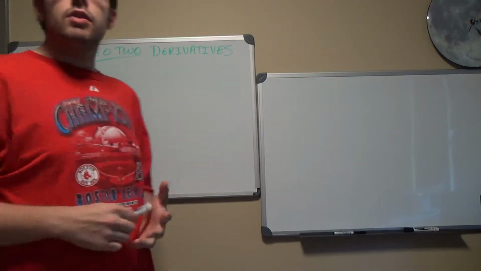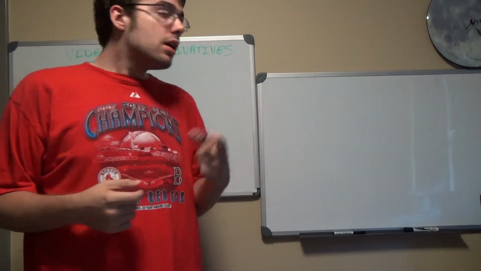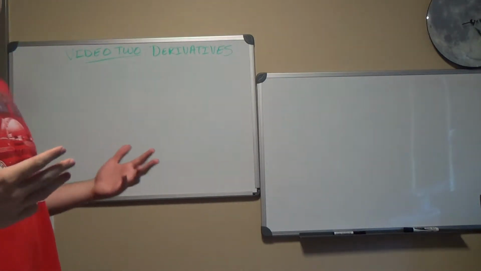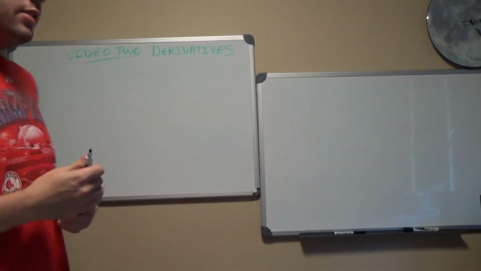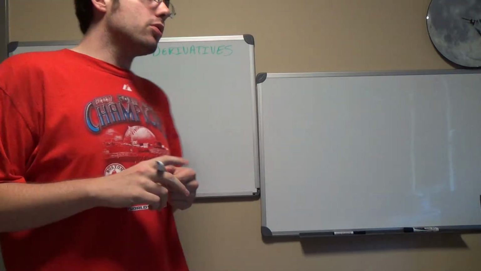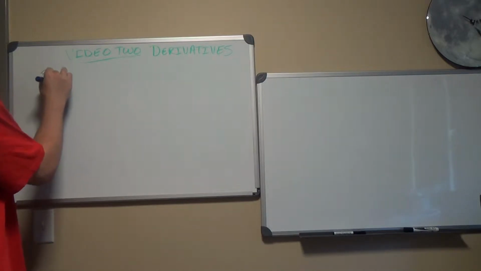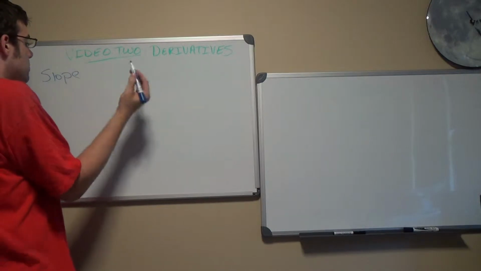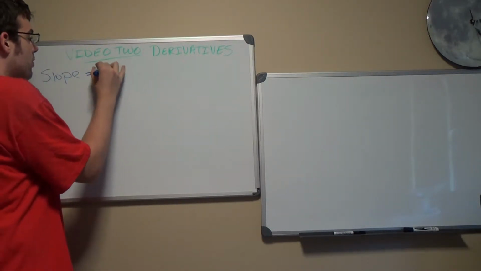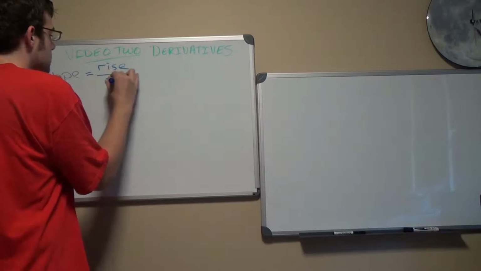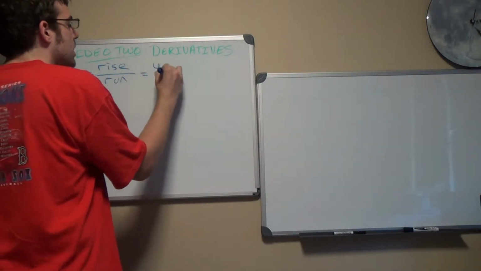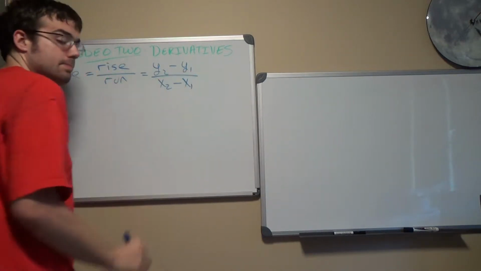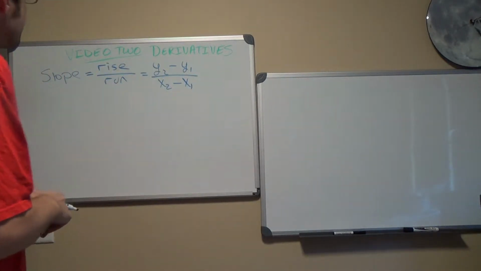So in this video I'm going to be introducing derivatives. I'm going to start with a simple definition that we all remember from algebra: slope. The slope of a function is the rise over the run. It is y2 minus y1 divided by x2 minus x1. That's pretty straightforward.